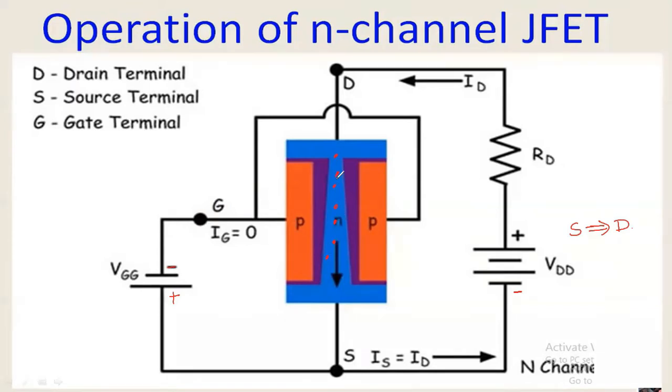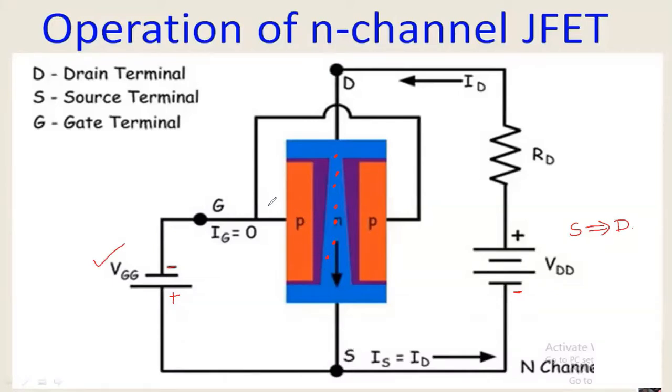To move the electrons, the source terminal must be connected to the negative terminal of the supply, so that this negative terminal pushes the electrons in the channel, and they move from the source to the drain region, and from the drain region they are collected by the positive terminal of the supply. In this way you need to connect the polarity of VDD: the positive terminal is connected to the drain and the negative terminal is connected to the source. And coming to VGG, the negative terminal is connected to the gate and the positive terminal is connected to the source, so that the gate source junction is reverse biased.